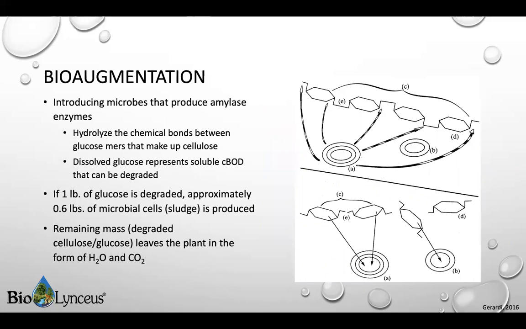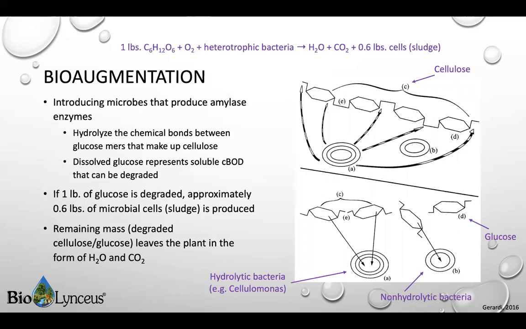Microbes such as Cellulomonas that specialize in sludge reduction must turn cellulose, or sludge, into something they can eat. To do this, the microbes release amylase enzymes that hydrolyze the chemical bonds between the glucose mers that make up cellulose. The glucose represents soluble carbonaceous BOD that can be degraded by the microbes. This process is illustrated in the figure to the right.